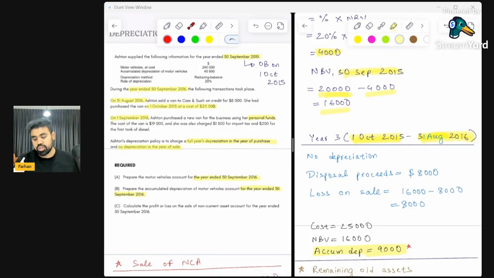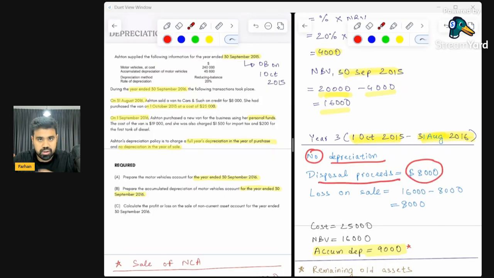So this asset which we are working with, the asset which we have sold, was sold on 31st of August 2016. And based on the requirements given in the question, no depreciation is charged in the year of sale, which you can verify based on the very last line in the question. All right. How much did we sell this asset for? Which is $8,000. This is also known as the disposal proceeds in a fancier way. So this asset was sold for $8,000 to Cars and Such.